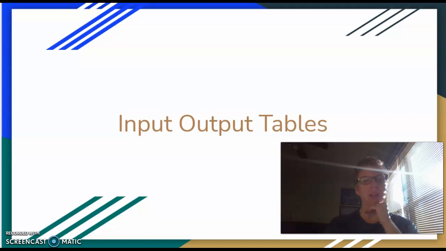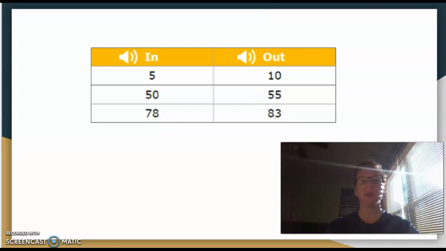All right, third graders, let's talk about input-output tables. In front of us, we have an input and an output table. On the top left side, it says in. On the top right, it says out. So on the left side, these are the numbers that will be changed in some way.